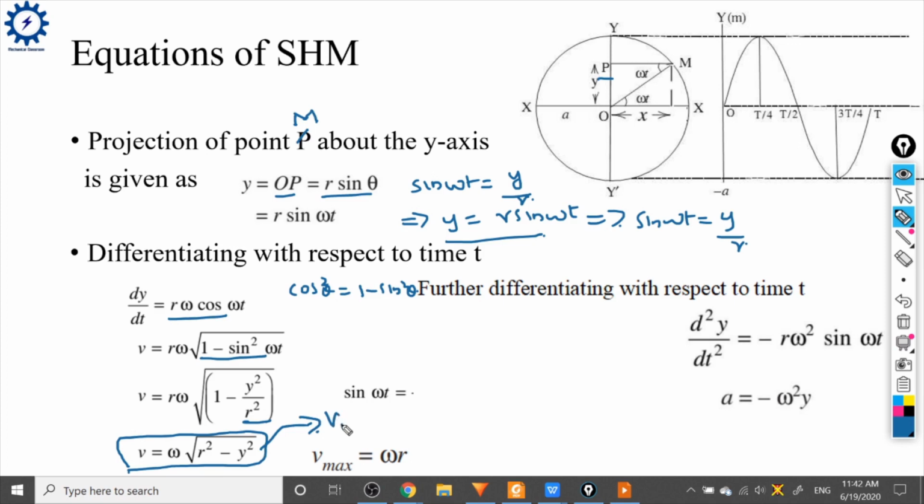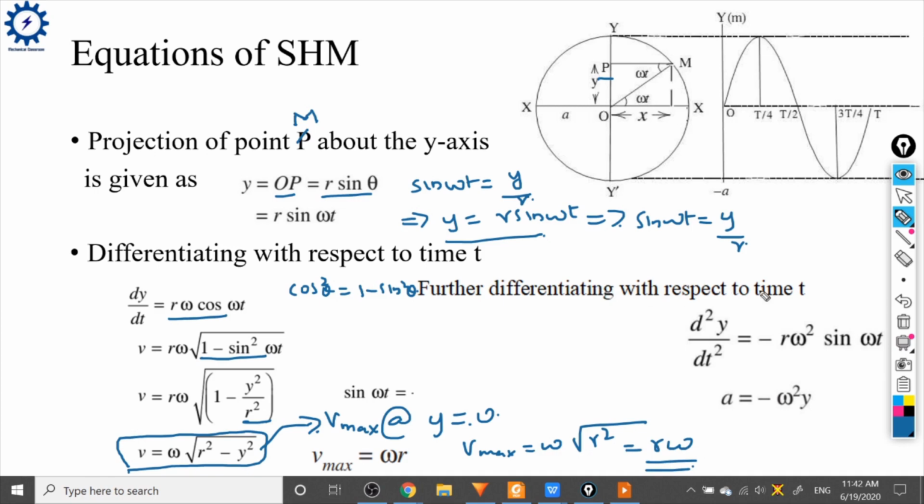We will be getting maximum value for velocity at y equal to 0. We will be having maximum velocity at y equal to 0. So substituting in this relation, v max equals omega root r square minus 0, which is nothing but r omega. This is how we are getting maximum velocity.